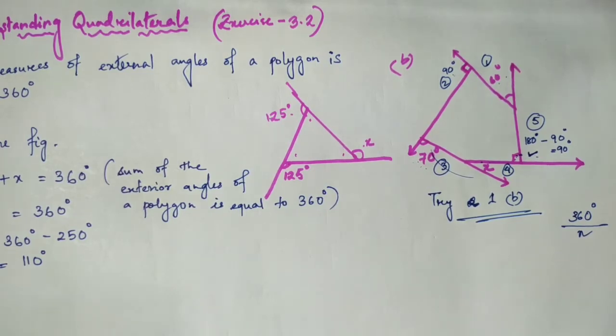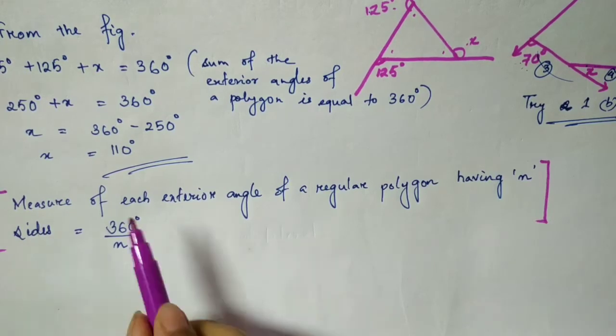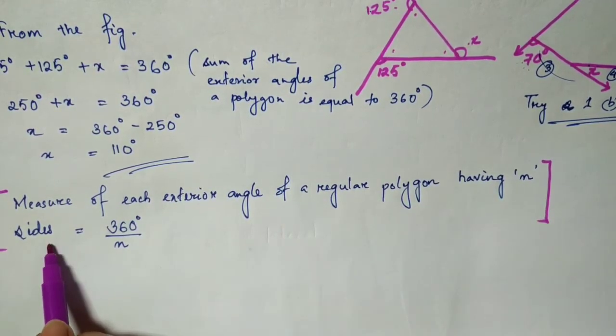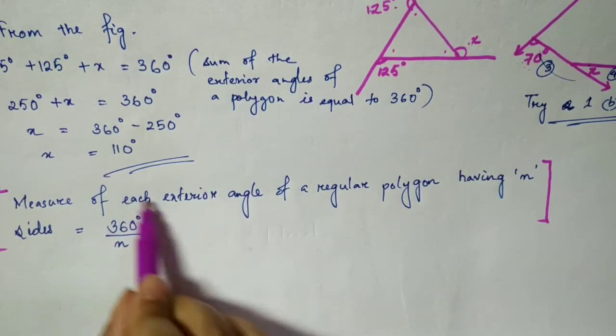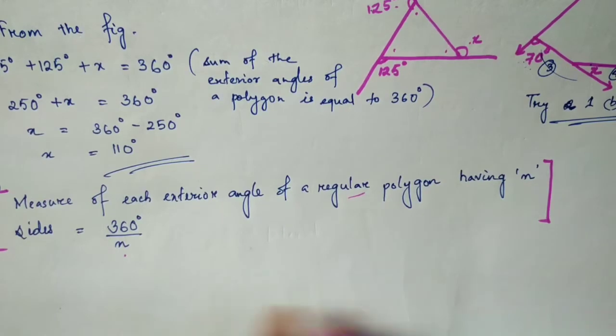So let us write down the property first. So please see this. Measure of each exterior angle of a regular polygon having n sides is equal to 360 degree by n. It should be a regular polygon, not any polygon. Okay. Now why are we writing this? You will see when we solve question number 2.